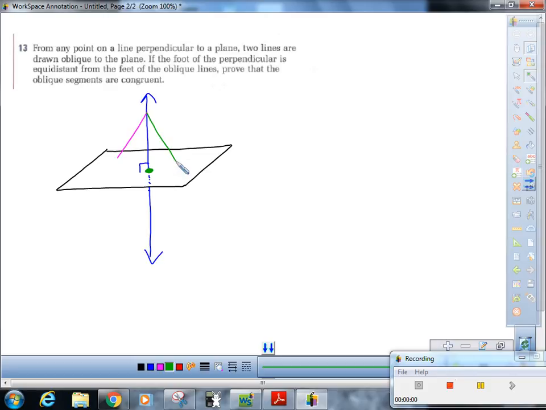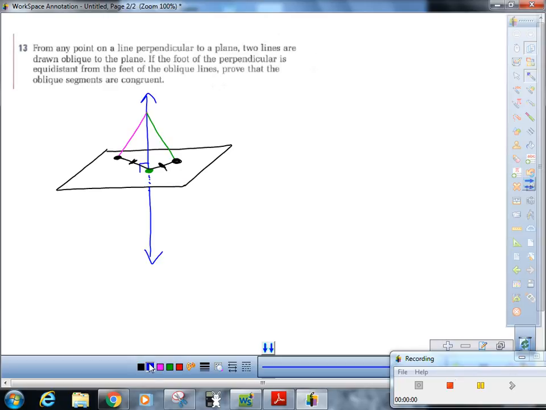If the foot of the perpendicular is equidistant from the foot of the oblique lines, so these black dots represent the feet of the oblique lines, and the green dot represents the foot of the perpendicular line. So if these two black segments are congruent, prove that the pink line is congruent to the green line.